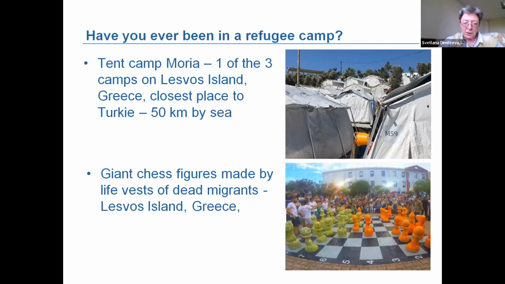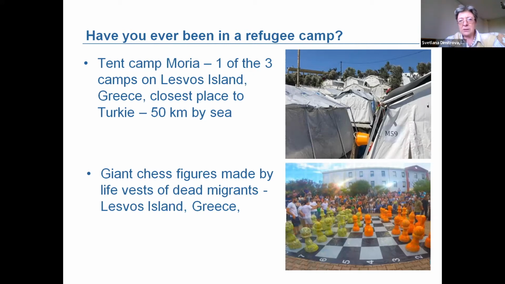So in the memory of dead refugees, the citizens of this island and the local authorities decided to build these chess figures that are, as you can see, half of a human height tall. Currently they were presented at the city center of Mytilene, Greece, but currently they are placed in the internal yard of the university, at Aegean University at Mytilene. They are made of two color life vests of dead migrants, and it's a really stressing view.